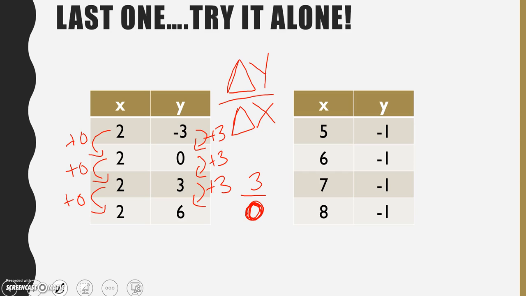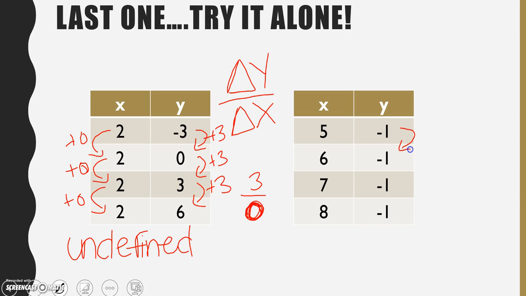So can anybody have an idea of what this is called, thinking about Mr. Slope yesterday? If you said undefined, you are correct, because we can't divide by 0, so it is undefined. So anytime your x values do not change, your slope is going to be undefined, because we cannot divide by 0.